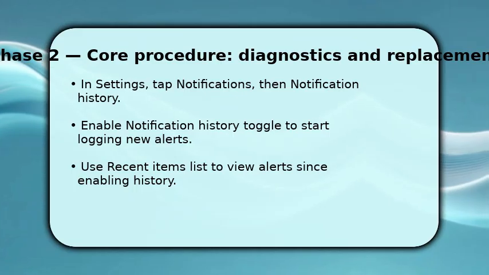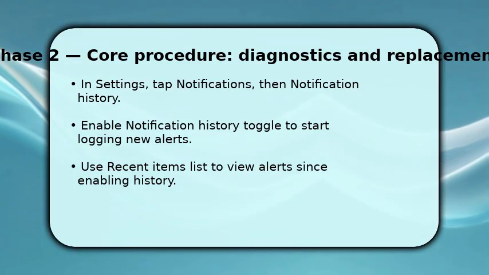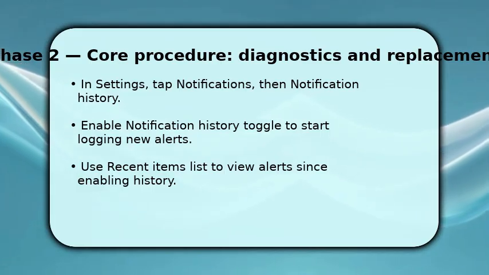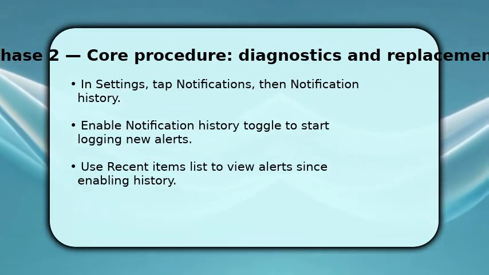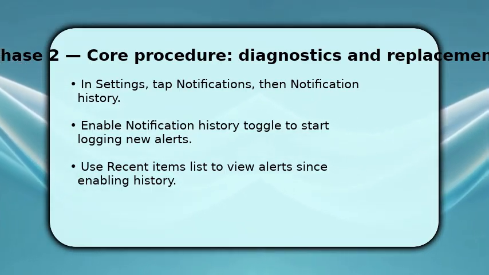After enabling, you can return to Notification History anytime to see a chronological list of notifications. Make sure to check app-specific entries if you want to filter or find a missed message quickly.